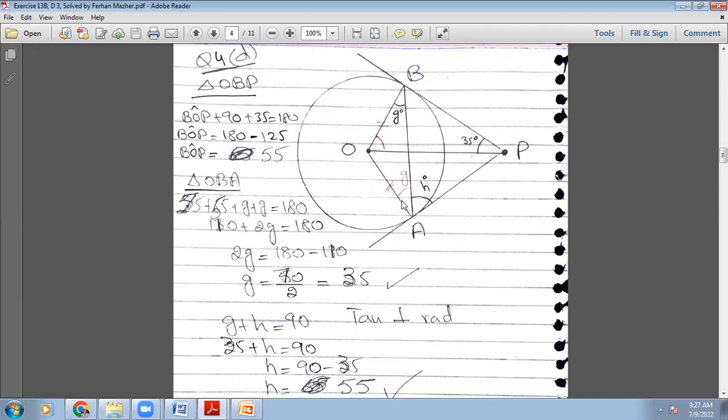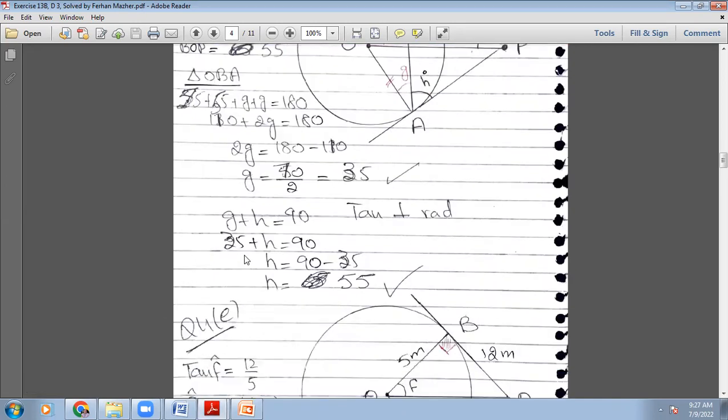Now, once I know the value of G, I know this whole angle will be 90 degrees. So this is G and this is H. So G plus H will be equal to 90. G value is 35, plus H equals 90. H will be equal to 90 minus 35. So H will be equal to 55.